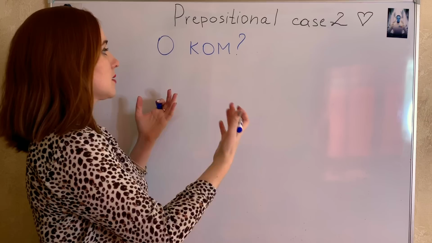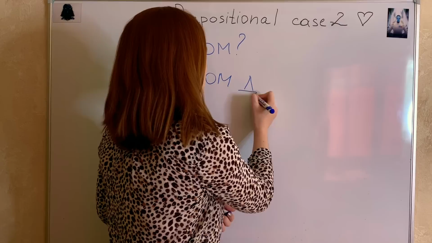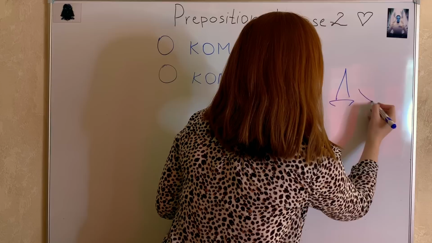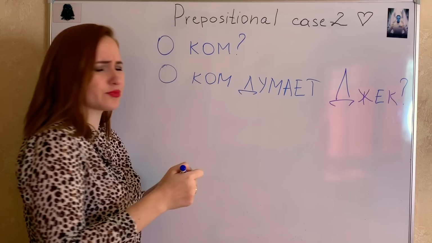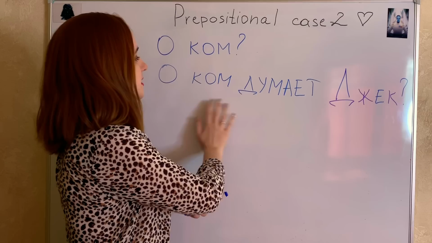О ком, about who. So for example, о ком думает, думает who, кто, думает. Let's just take Jack. О ком думает Джек? Джек. I promise, next time I will prepare in advance because I always come here and I start improvising with all those examples and it looks ridiculous at the end. But okay, next time I'll try to prepare. So, о ком думает Джек?